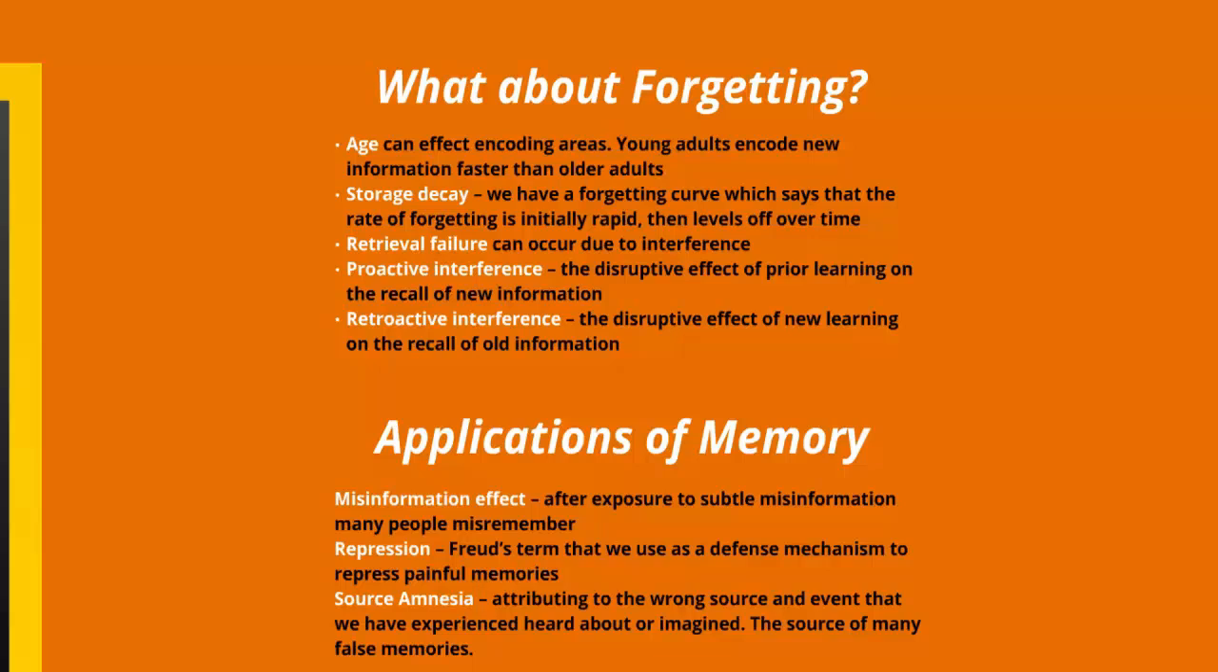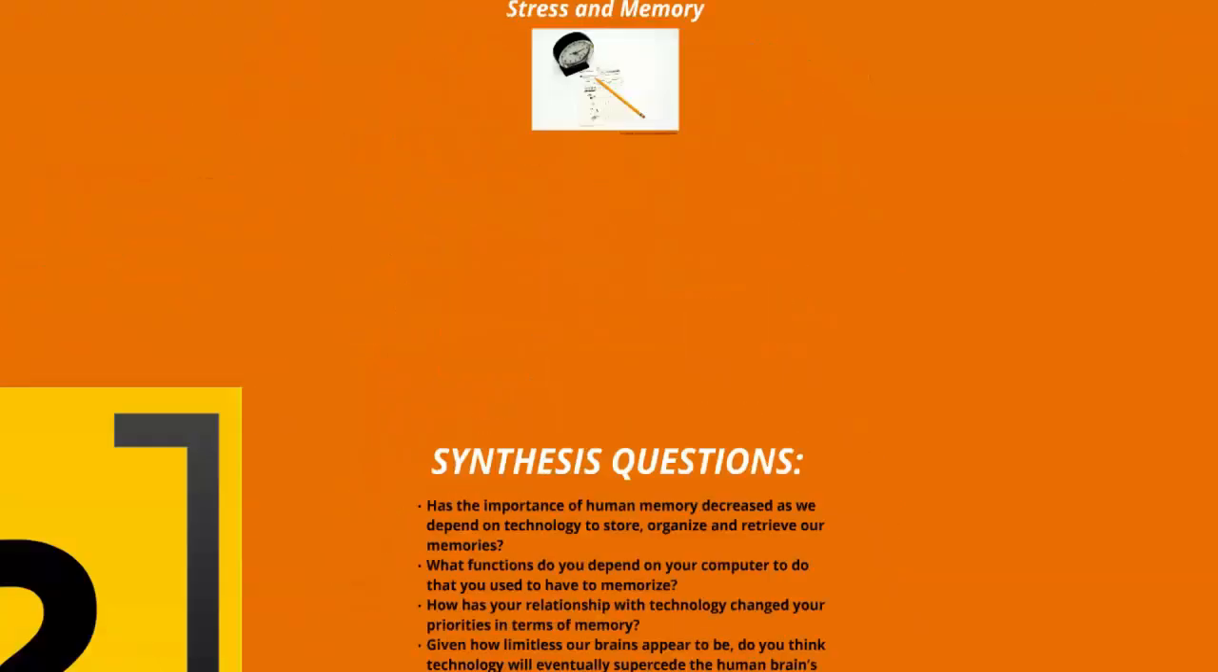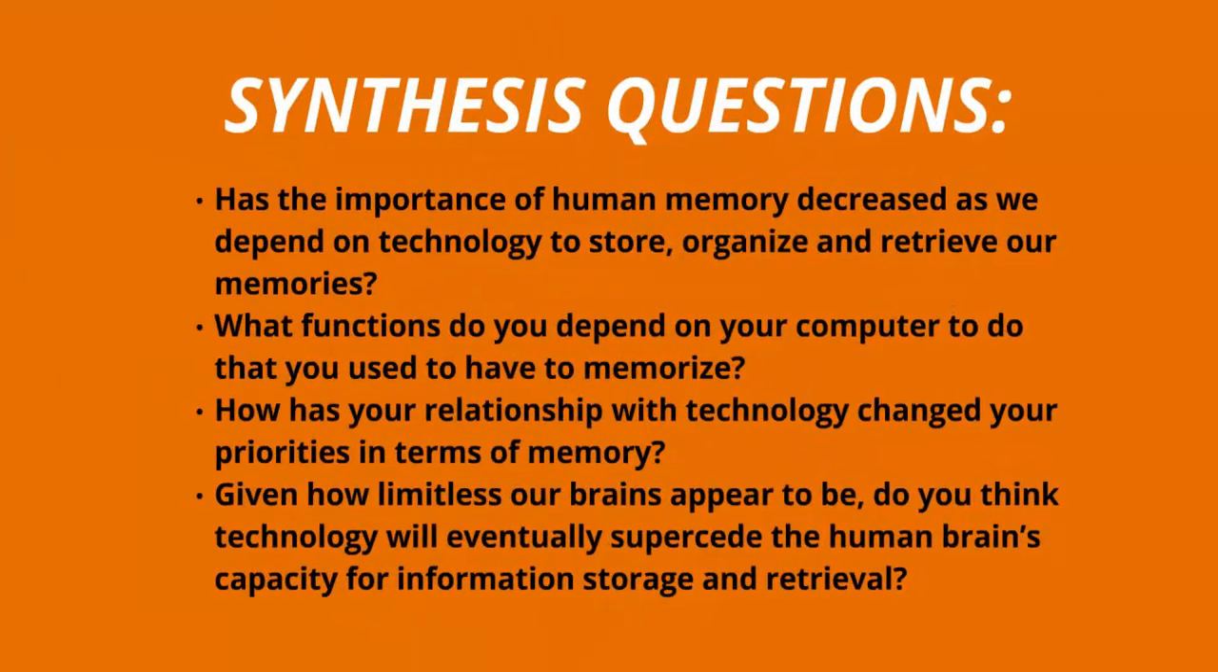Repression is Freud's term for a defense mechanism we use to repress some painful memories. And sometimes we have source amnesia, where we attribute the wrong source or event to what we experienced or imagined, and this can be the source of many false memories. We know that memories recovered from hypnosis are unreliable, and memories before the age of 2 or 3 are usually extremely unreliable.